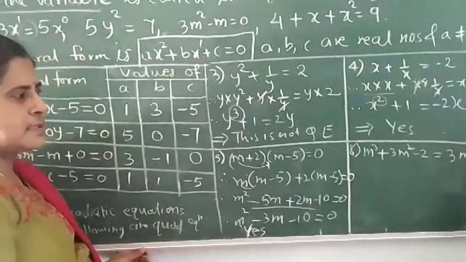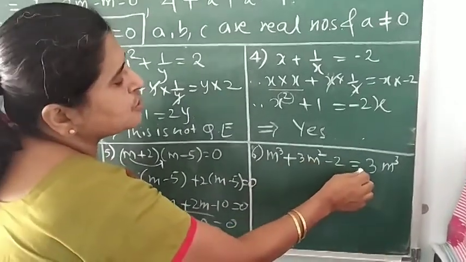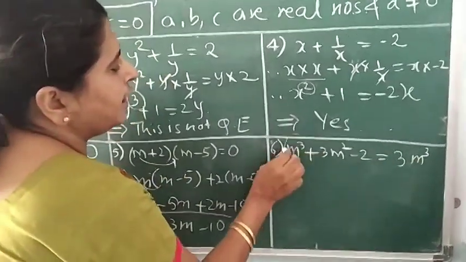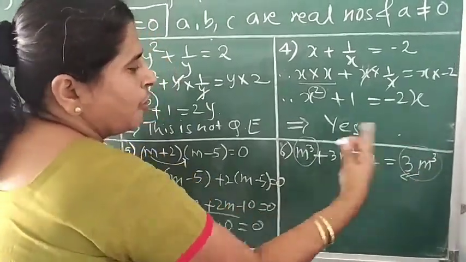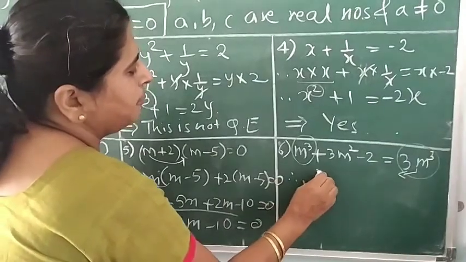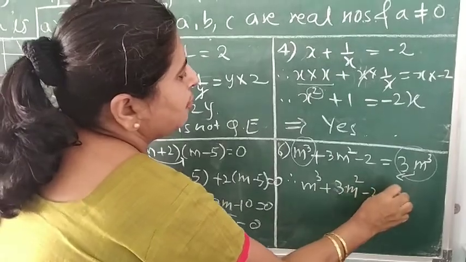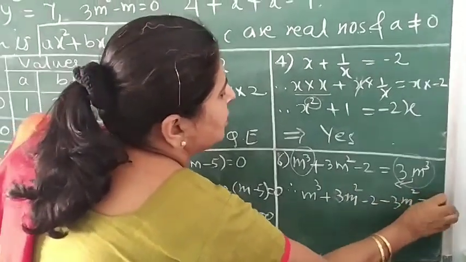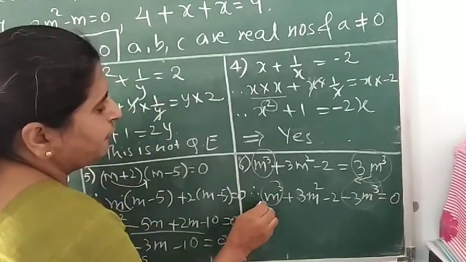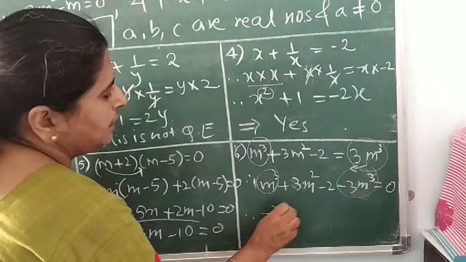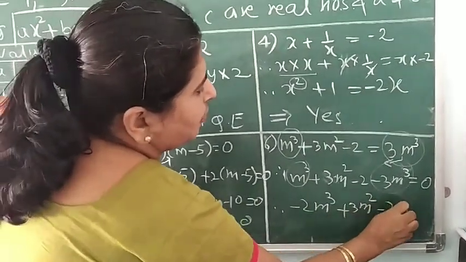Okay, you have to write like this. And here see what the equation is: m cube plus 3m square minus 2 is equal to 3m cube. Now we have seen that m cube is at two places. Let's take this 3m cube to this side. So what you will get is m cube plus 3m square minus 2 minus 3m cube is equal to 0. Now we have to club these like terms, and 1 minus 3 will become minus 2m cube plus 3m square minus 2 is equal to 0.